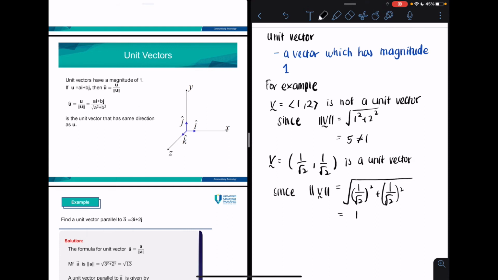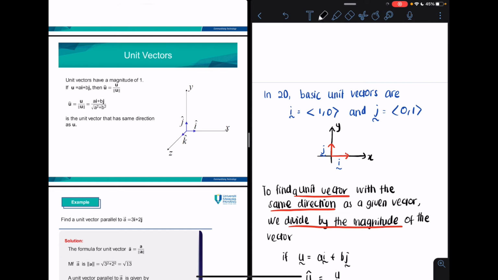Now let's discuss unit vector in 2D. A unit vector is defined as a vector which has magnitude 1. For example, this vector v that consists of i plus 2j is not a unit vector, since if you try to look for its magnitude, you will end up having the square root of 1 squared plus 2 squared, which is root 5. Root 5 is obviously not equal to 1, which is contrary to the definition that we presented earlier. For example, the following vector v that consists of 1 over root 2 for both i and j components is indeed a unit vector, since if you try to look for its magnitude, you will end up having 1 as the answer.